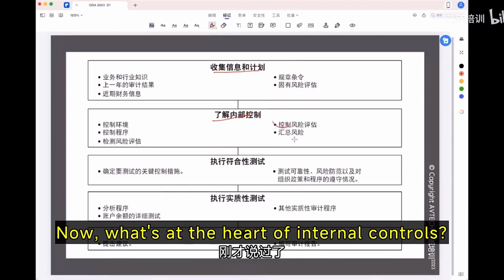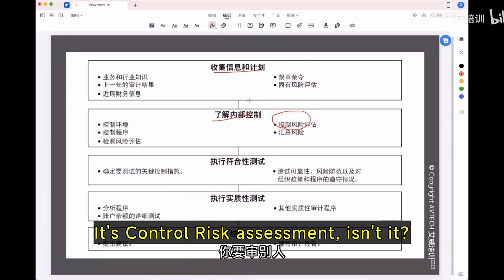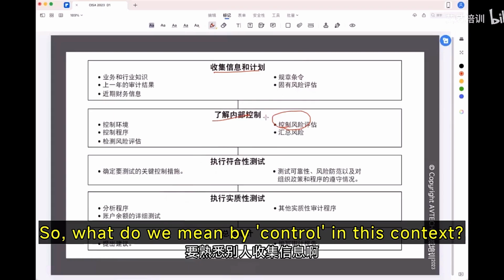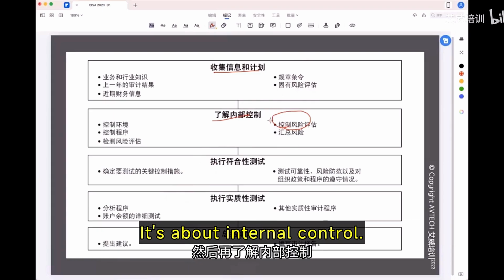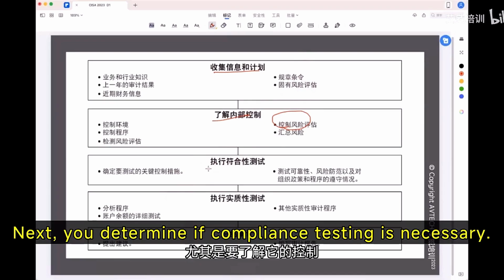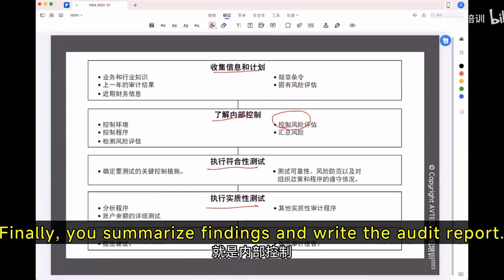Now, what's at the heart of internal controls? It's control risk assessment, isn't it? And it's crucial to understand their control measures. So what do we mean by control? In this context, it's about internal control. The level of risk in internal control is what we call control risk. Next, you determine if compliance testing is necessary. Then comes substantive testing. Finally, you summarize findings and write the audit report.